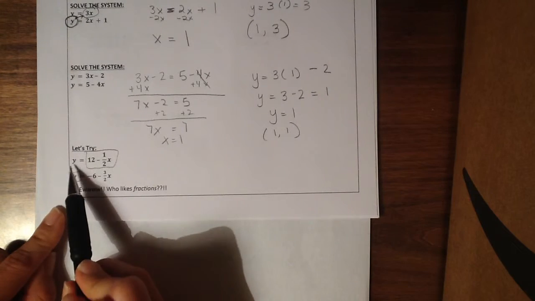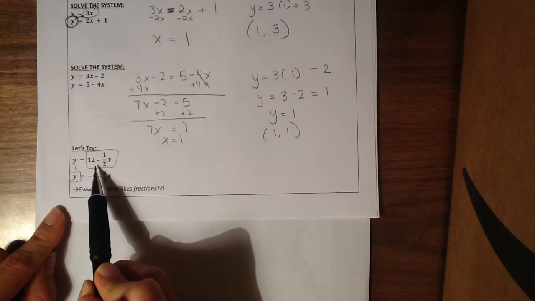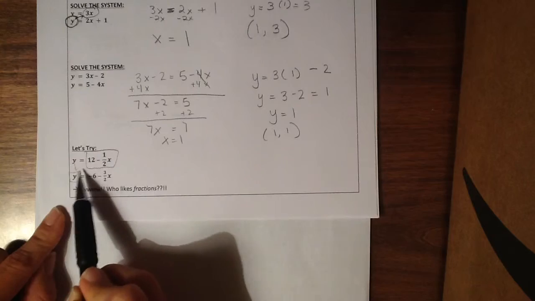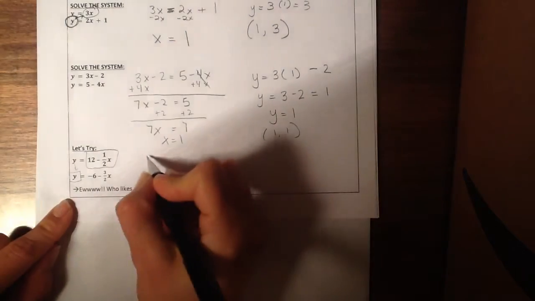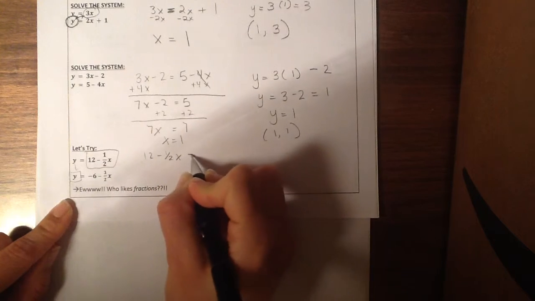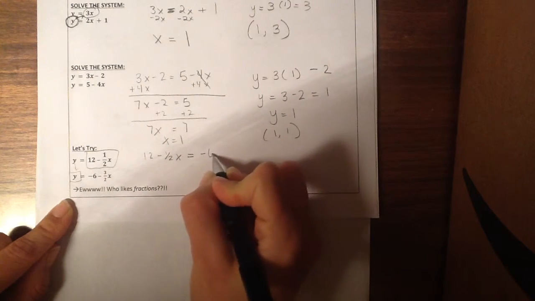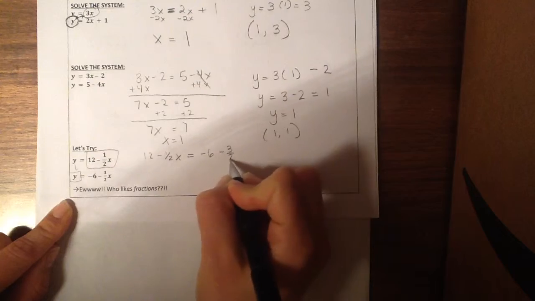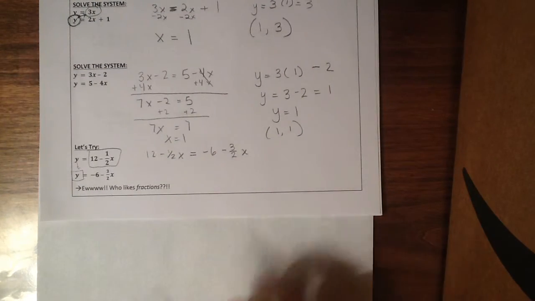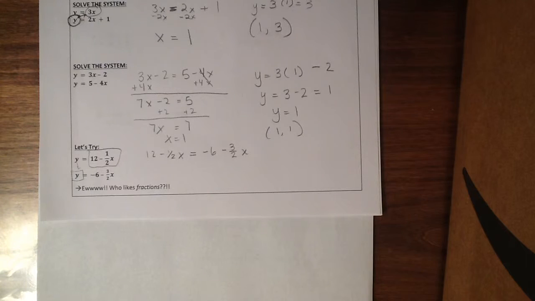Okay? Instead of writing y here, I'm going to write 12 minus 1/2 x because that is what y is equal to. So I write 12 minus 1/2 x is equal to negative 6 minus 3/2 x. If you are really uncomfortable with these types of fractions, just remember that 1/2 is the same as 0.5 and 3/2 is the same as 1.5.